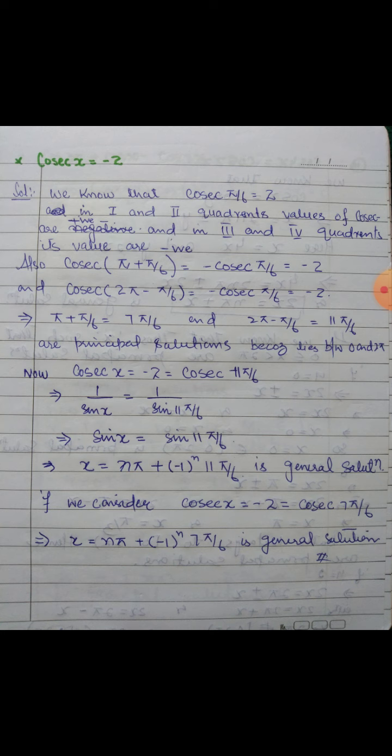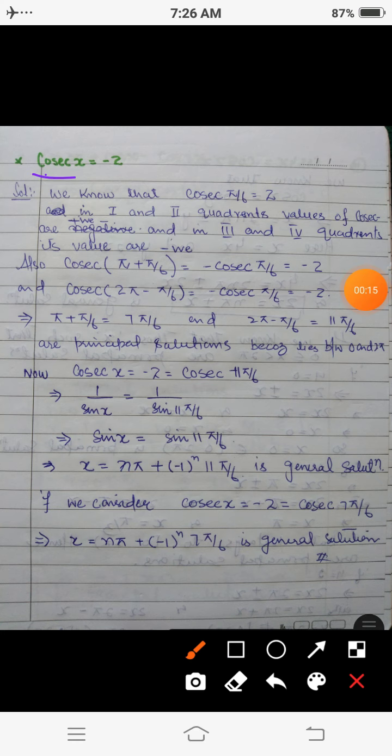Now the question is we have to find the solution of this trigonometric equation, cosec x equals minus 2. That is, we have to find the general and the principal solution for this very equation.